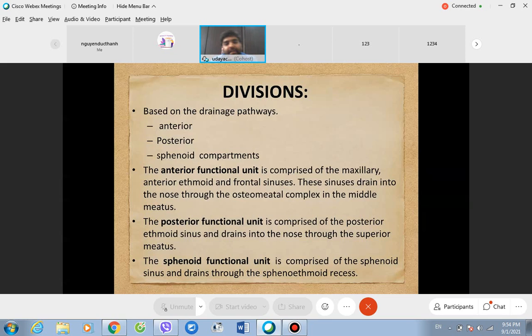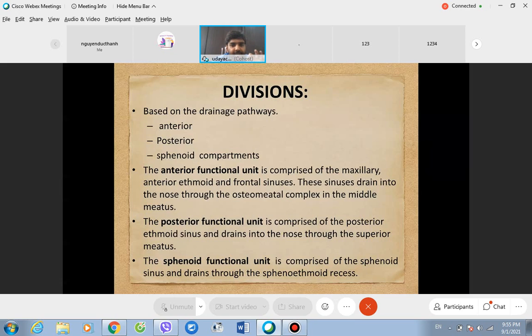Again, the sinuses are divided into three groups based on their drainage pathways. According to the 8th volume Scott Brown, they are divided into three groups according to their drainage pathways, namely anterior, posterior, and sphenoid compartment. The anterior compartment or the anterior functional unit is comprised of the maxillary, anterior ethmoidal sinus, and frontal sinus.